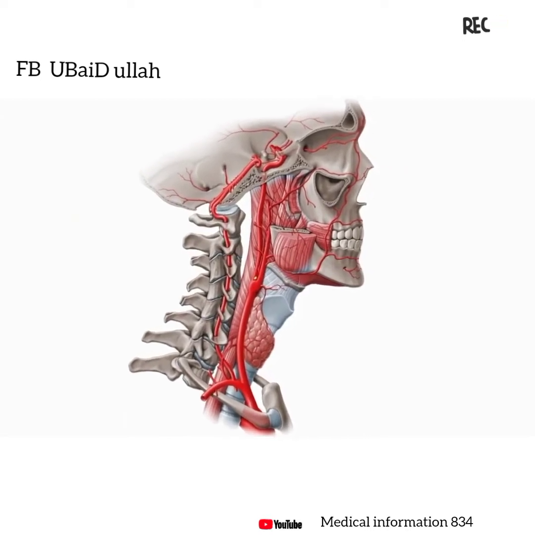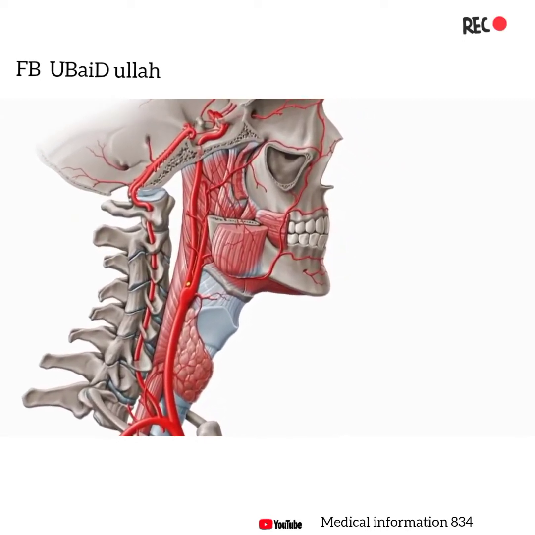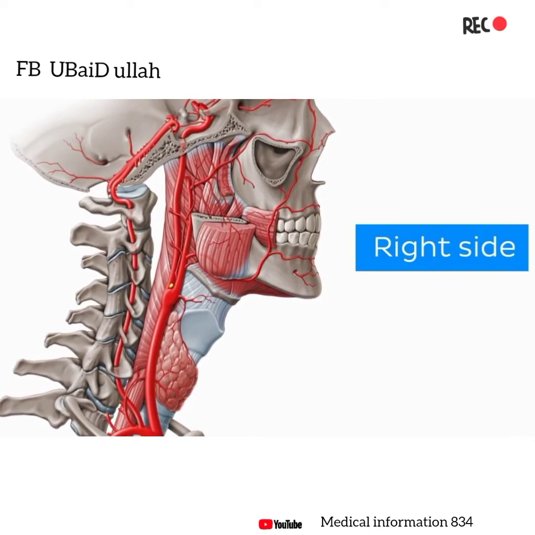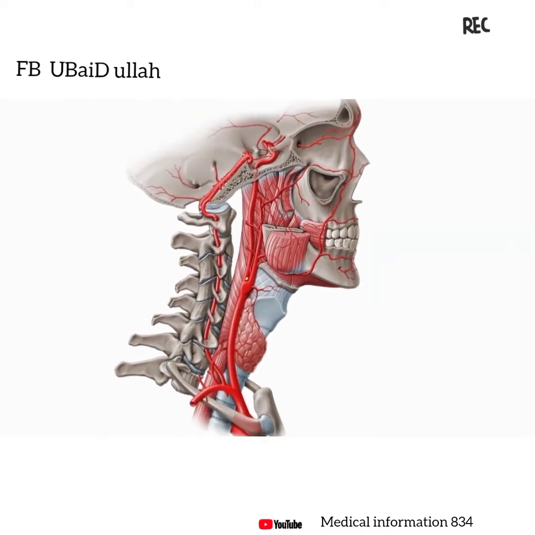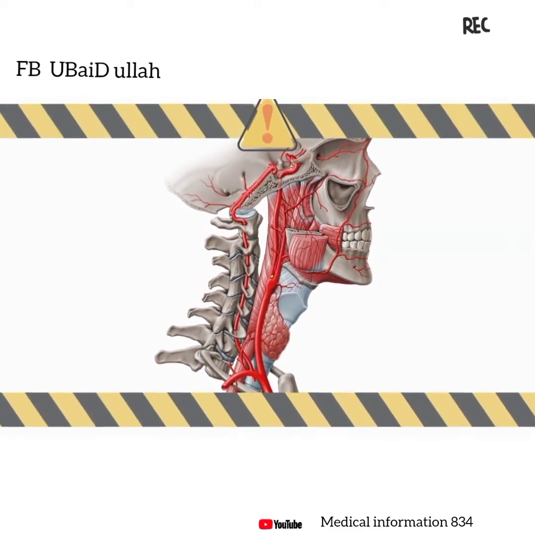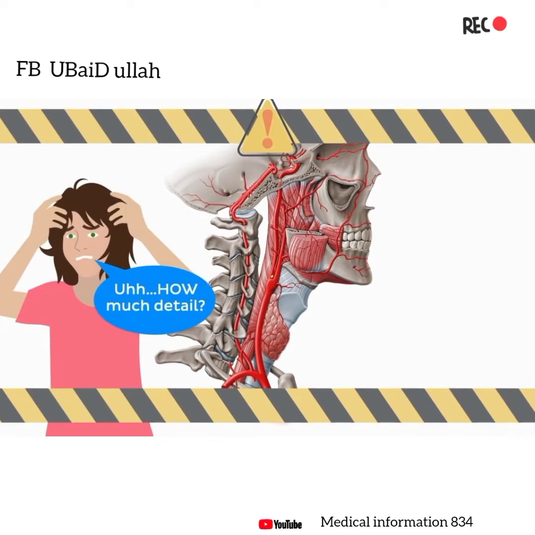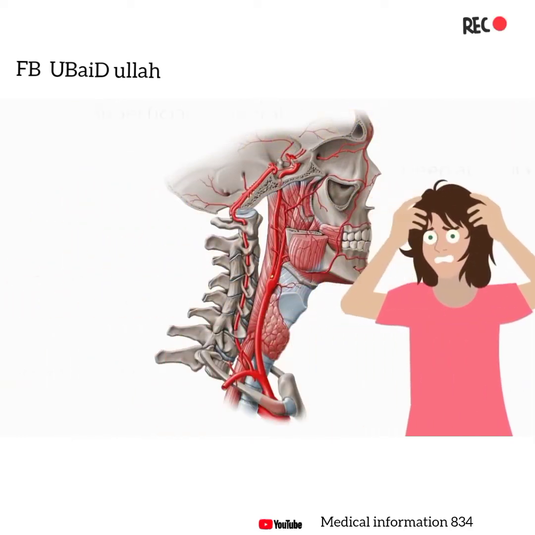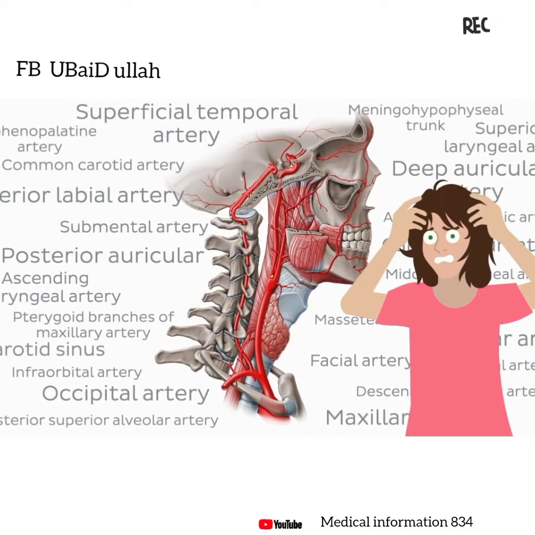So in today's tutorial, we're going to be looking at how arterial blood reaches the head using this illustration, which is a right lateral view of the head and the neck. Now before we get started, I want to let you know that this tutorial is jam-packed with detail. In fact, we're going to be speaking about over 70 arteries today. But don't let that put you off.